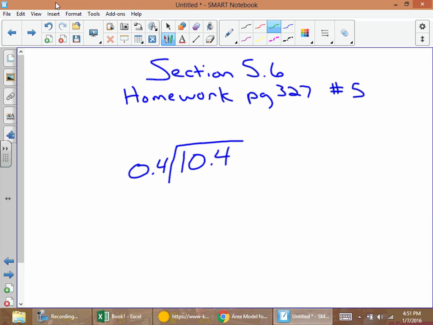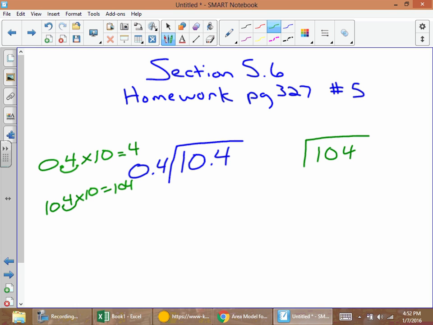So I'm going to take this 0.4, and I have to get rid of the decimal. The way that I can get rid of the decimal is I'm going to multiply this one by 10. I have 4 tenths. If I multiply it by 10, it gets bigger by one place value, and now it becomes a 4. Whatever I do to that one, I have to do to this one. So I have 10.4, and I multiply it by 10. I move the decimal over 1, and it becomes 104. Now you can rewrite it over to the side, and you have 104 divided by 4.